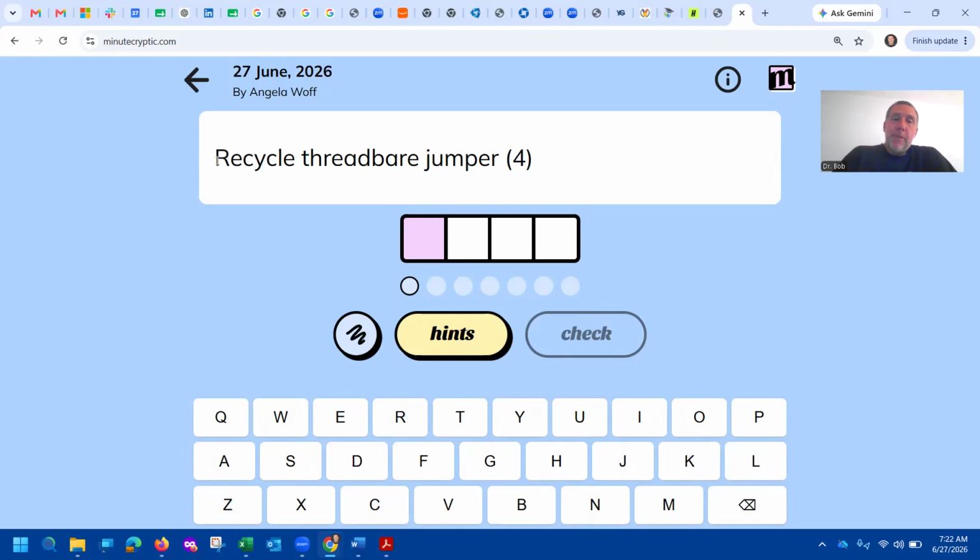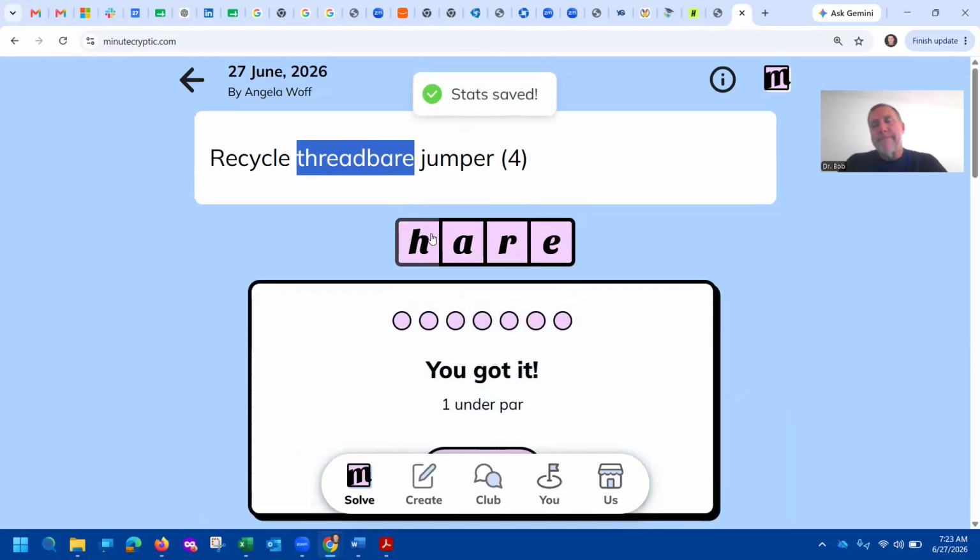All right. You recycle thread that has been made bare, and I was taking bare to mean get rid of, looking for something to remove from something specific, not generically removing its clothes, its outer part. So we get rid of the T and the D from thread and we get HREA, and you rearrange that to get hair. This is definitely going to be it.